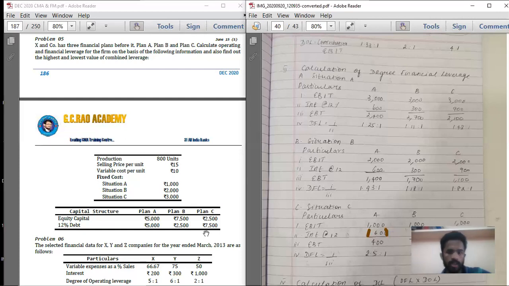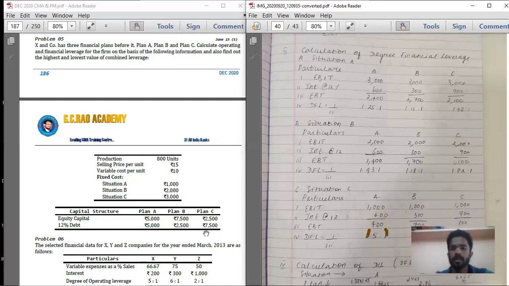Okay. Now under situation A, that is fixed cost 1000, we have calculated all three degrees of financial leverage, that is plan A, plan B, and plan C. Below that, leave one line gap, write capital B, situation B, within bracket. Below that, draw a four-column table: first column particulars, second column A, third column B, and last column C.